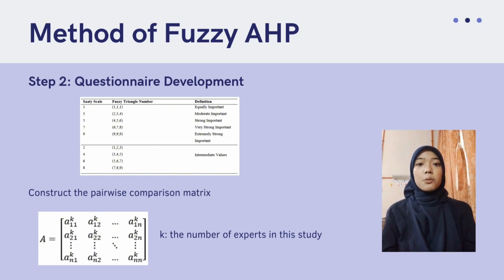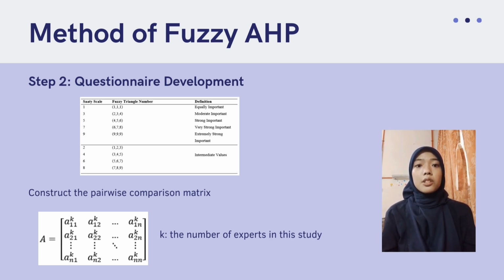To illustrate this process, we use a pairwise comparison matrix. The matrix consists of values that represent how one criterion compares to another based on expert judgment. Each expert provides their ratings using a fuzzy scale, which is shown in the table. The fuzzy triangular numbers are assigned to different levels of importance. The fuzzy AHP approach takes the input from multiple experts, denoted as K in the matrix, and aggregates their judgments to compute the overall priority weights.